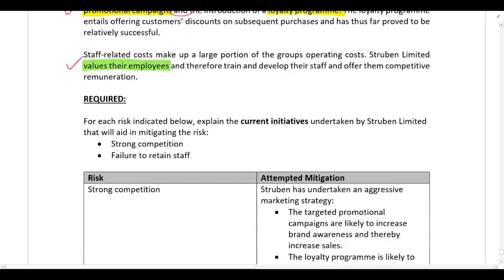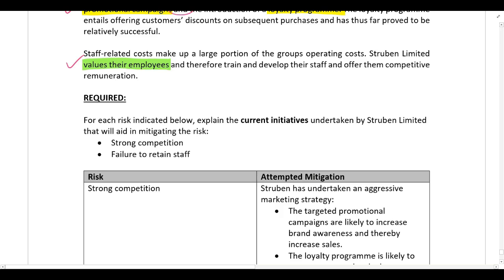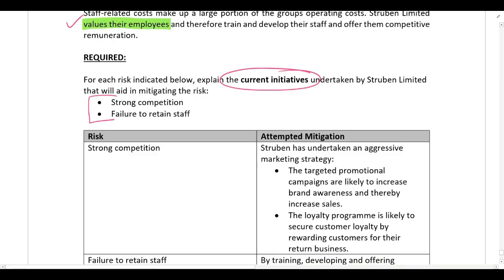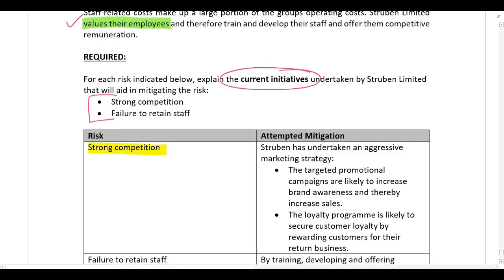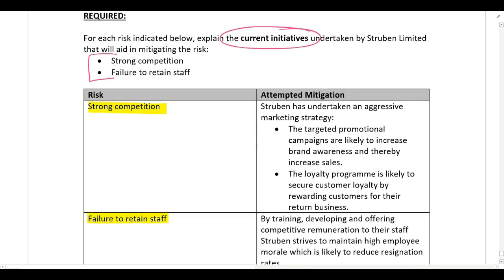So if we look at the required for this question, for each risk indicated below, explain the current initiatives that are undertaken by Strubin Limited that will aid in mitigating the risk. Strong competition and failure to retain staff. Now, please note, guys, you don't need to identify the risks from the question. They have given you the risk. So they've already identified the risk. So if we look at the suggested solution, the risk of strong competition and the risk of failure to retain staff was given to us in the required.